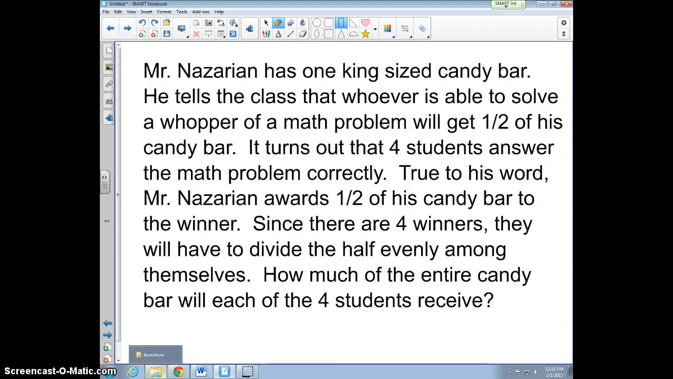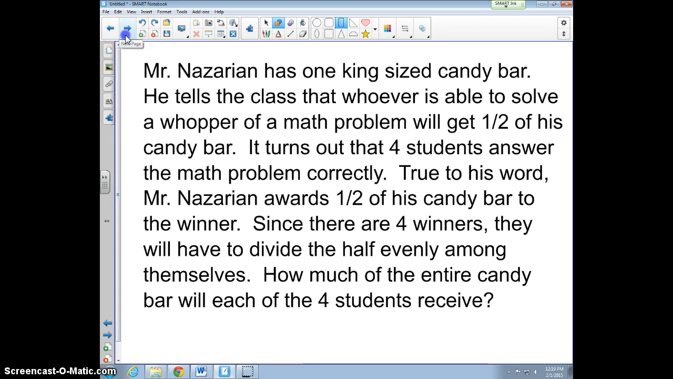Mr. Nazarian has one king-size candy bar. He tells the class that whoever is able to solve a whopper of a math problem will get 1/2 of his candy bar. It turns out that 4 students answer the math problem correctly. True to his word, Mr. Nazarian awards half of his candy bar to the winner. Since there are 4 winners, they will have to divide the half evenly among themselves. How much of the entire candy bar will each of the 4 students receive?